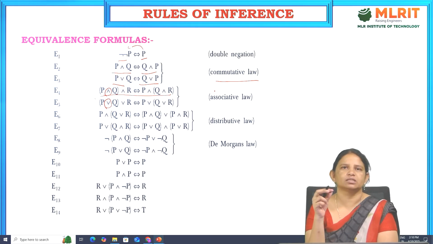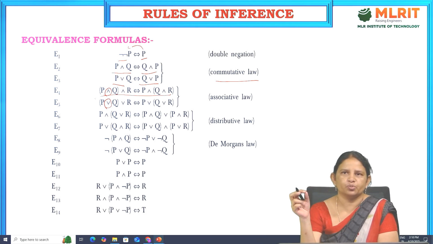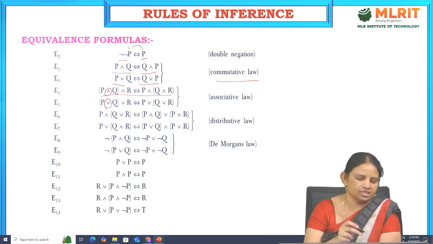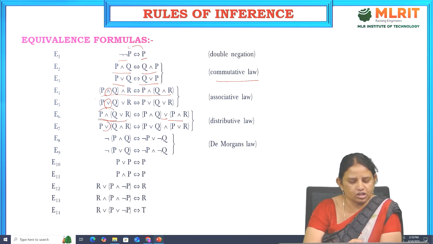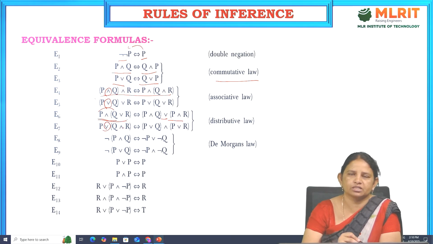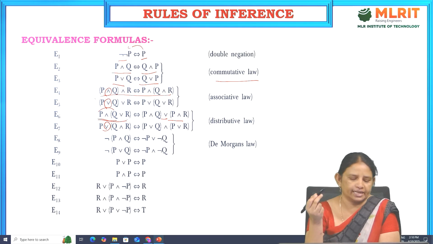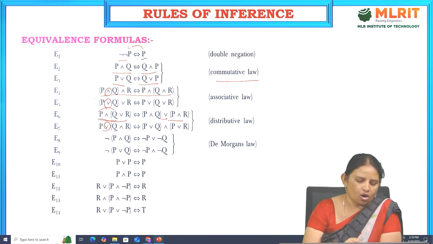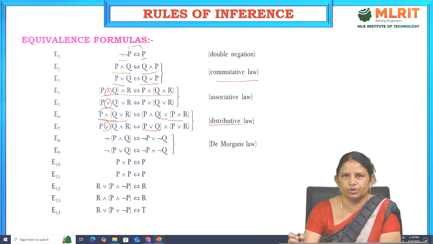Distributive law means the variable can be distributed to two propositions. Say P is distributed to Q and P is distributed to R: P and (Q or R) equals (P and Q) or (P and R). Then in the same way, in place of AND you take the OR operation, and in place of OR you take the AND operation: P or (Q and R) equals (P or Q) and (P or R). That is called the distributive law.